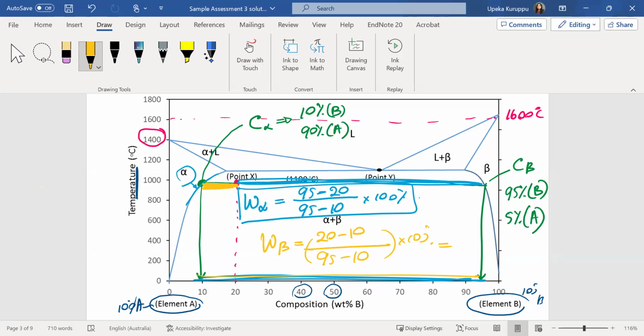What do we get? This one. So this is 88% and this should be 12%. Am I right? If you have done your calculations right, when you add both together, that should be 100%, isn't it? If 88% is alpha, then the beta should be 12%. Is that right?